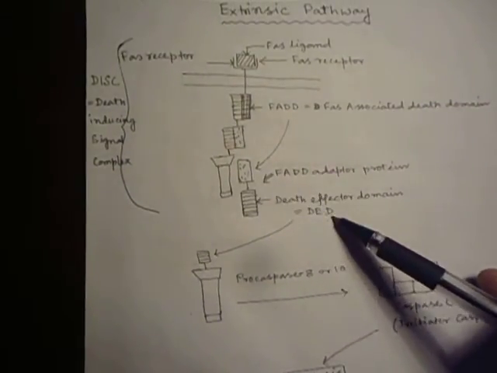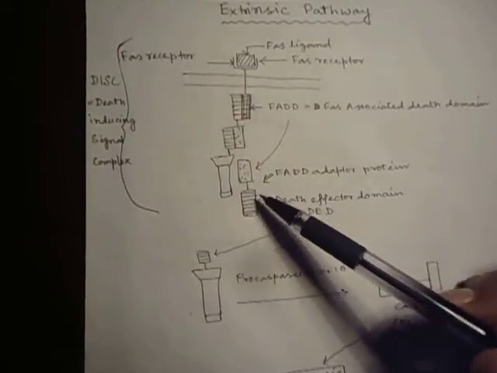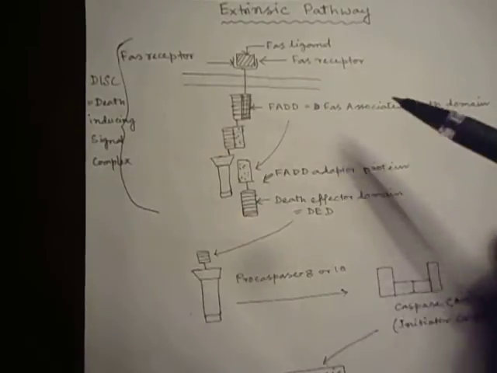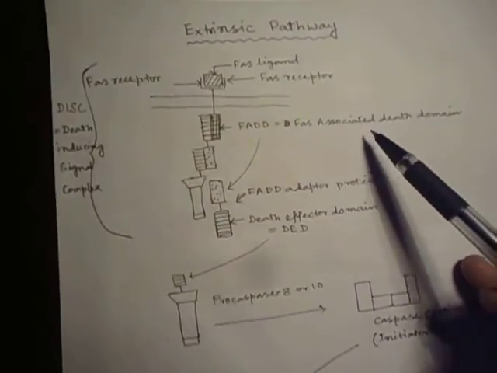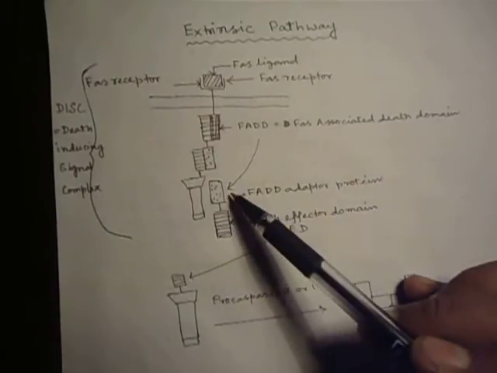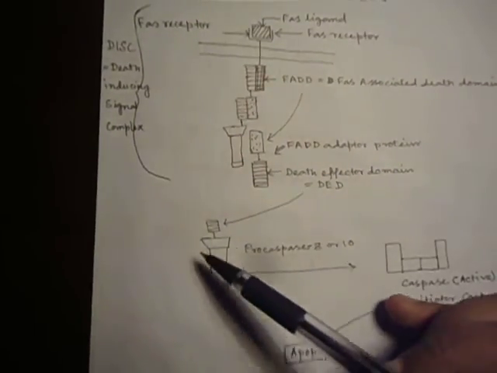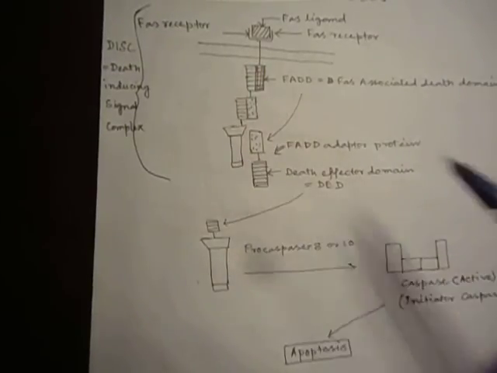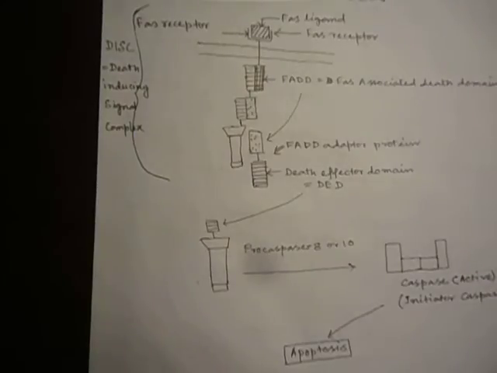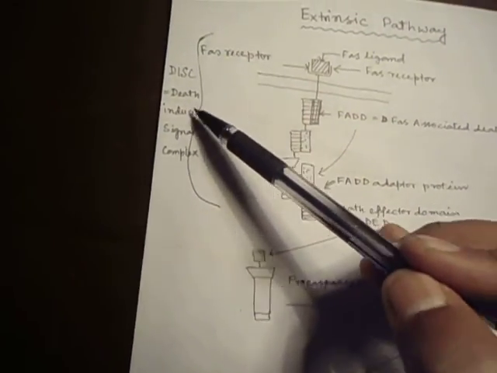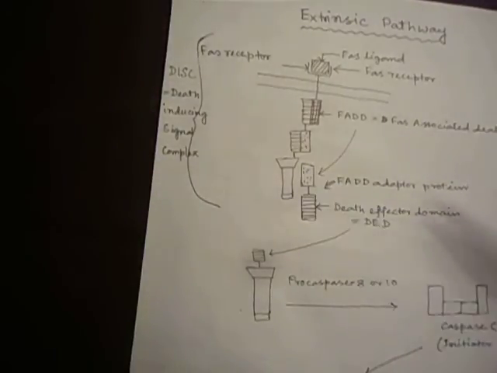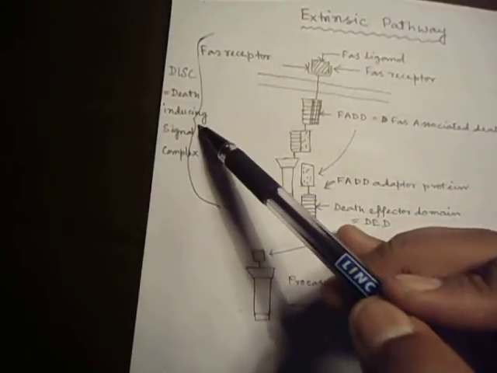They have a death domain and death effector domain. So when Fas ligand binds to the Fas receptor, the Fas associated death domain is joined with the FADD adapter protein, which has a death effector domain. The death effector domain can recruit procaspase 8 or 10. The procaspase is activated to caspase 8 or 10, and they can help in apoptosis. The total complex is called DISC, death inducing signal complex, and the active caspase 8 or 10 initiates the apoptosis process.